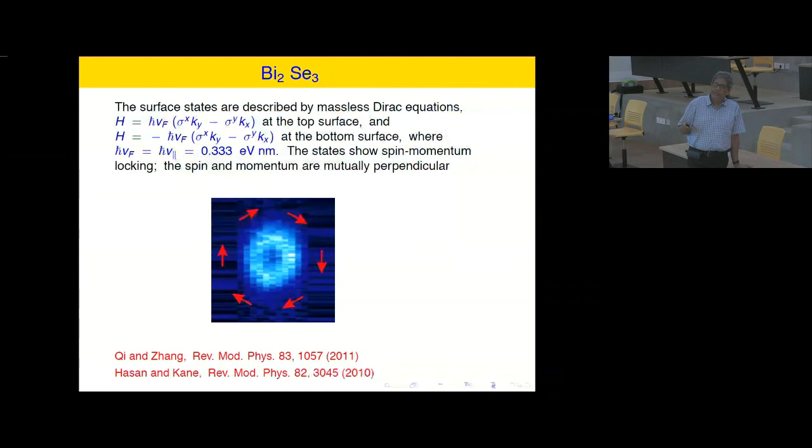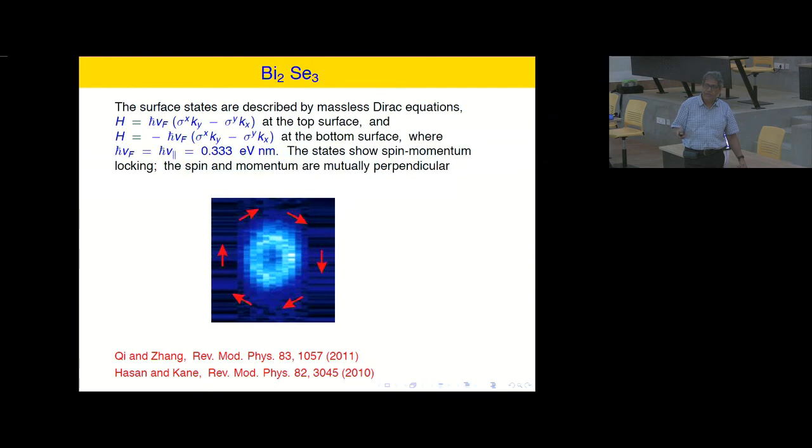An interesting thing about this particular Hamiltonian is that if you find the eigenstates and eigenvalues of this, you can see that the direction of the spin and the direction of the momenta are related to each other. So they show what is called spin momentum locking. The spin and momentum are mutually perpendicular. For example, if you are at a positive energy, so this is a plot, this is kx, ky, and the red arrows show the direction of the spin. If you are at positive energy and let's say kx is positive, so you are here, then sigma y has to be negative so that this whole thing is positive. So if kx is positive, sigma y is negative.